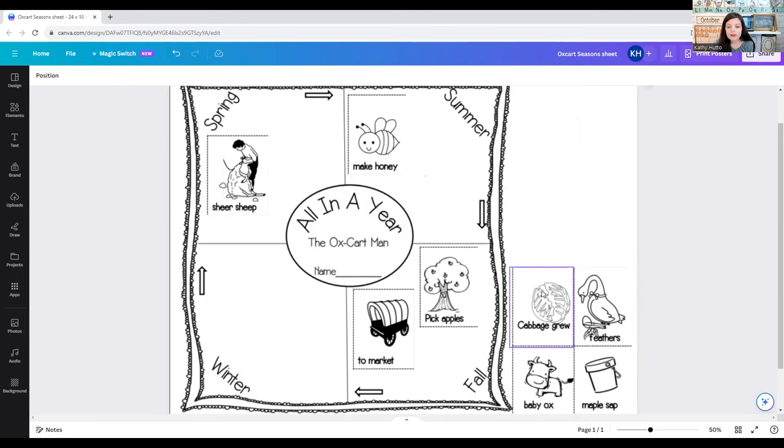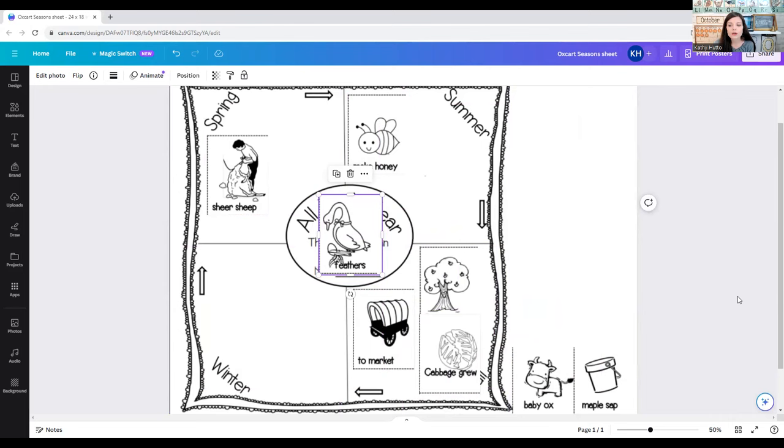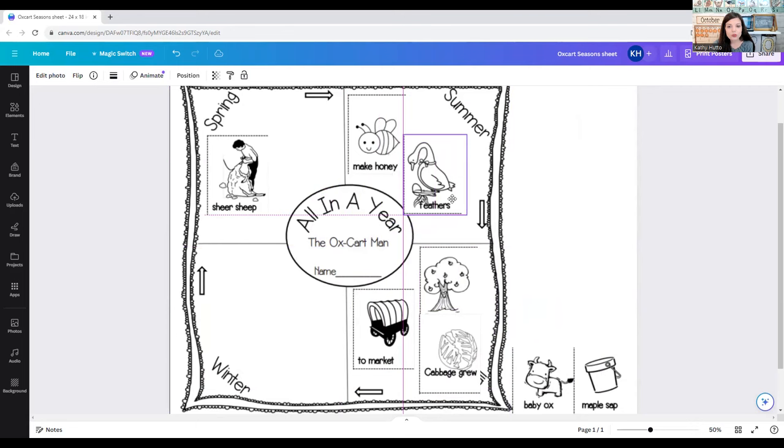The next picture shows a cabbage. Cabbages are harvested also in the fall, so we'll bring that down right there with the apple tree and the ox cart. Next, we see a goose, and the feathers fall from the goose, and the farmer and his family collect the feathers and sell them for pillows or blankets or mattresses back then. So that would happen usually in the summer. I guess you could collect feathers anytime, but we're going to put it right here in the summertime.